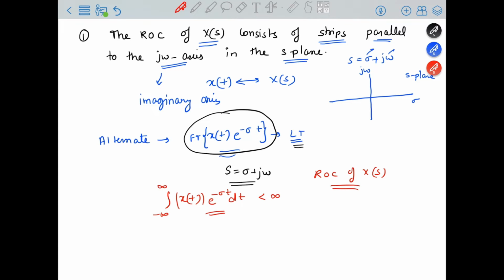So this is basically the alternate way of understanding the ROC. Now here you can see that in the whole expression the variable is the sigma value. As we have already drawn the s plane, if we take different values of sigma, say sigma 1, sigma 2, similarly sigma 3, all these values are parallel to the j omega axis, which is the imaginary axis. So this property specifies that the ROC of X(s) consists of strips parallel to the j omega axis in the s plane. We can understand this by this small derivation.